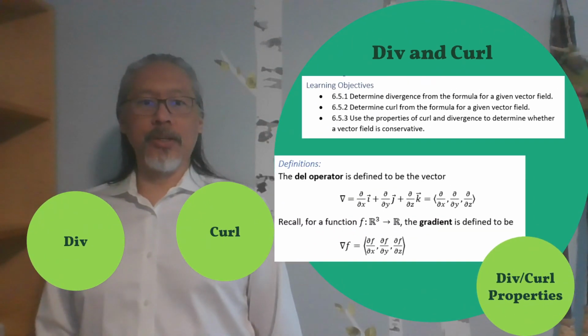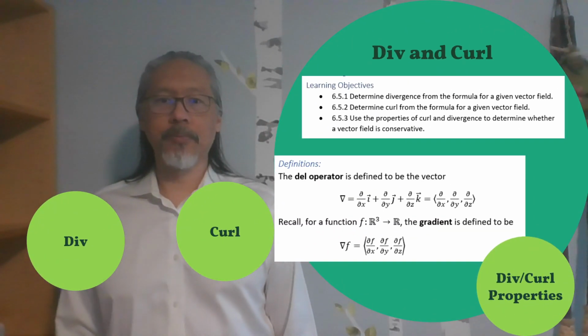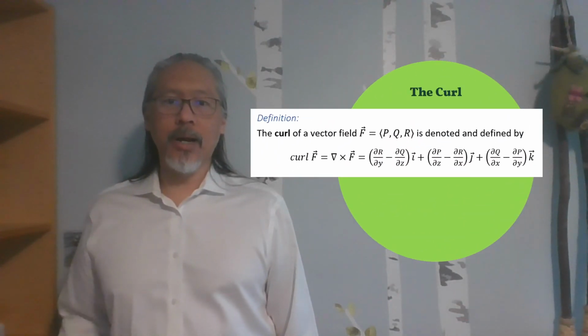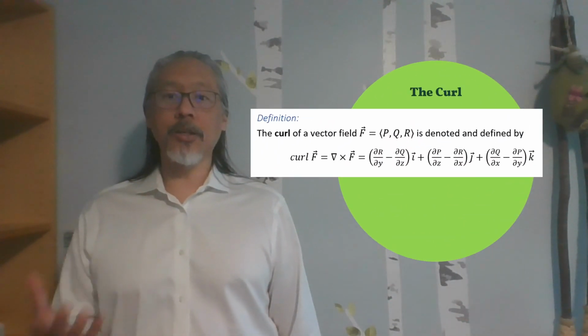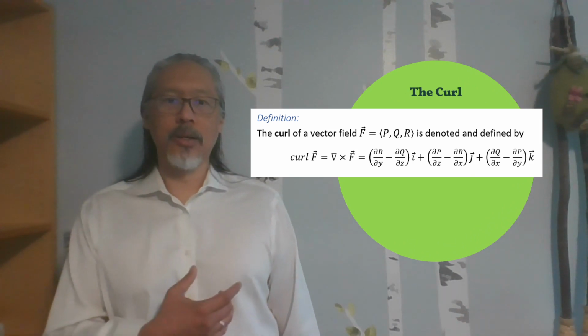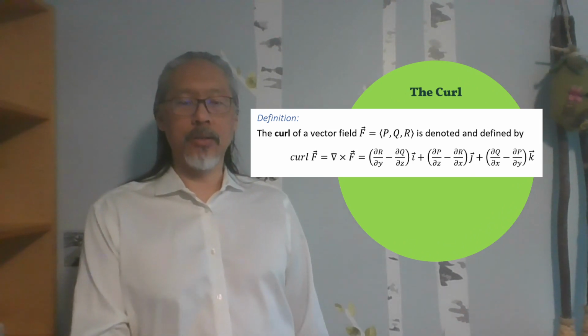The next derivative would be the curl. And again, using the del operator, we can apply the curl as if it was a cross product. So you're taking the cross product of the del operator with the vector field.